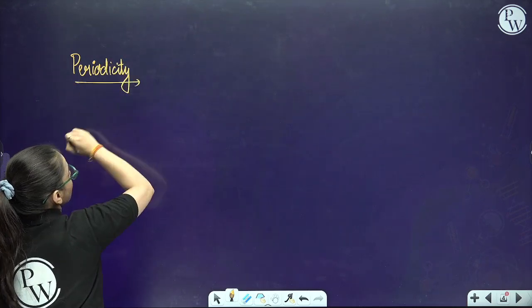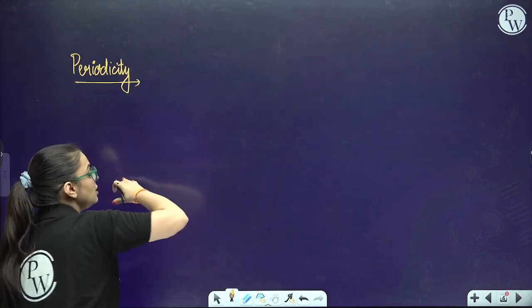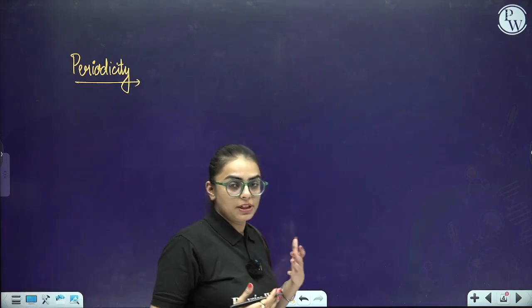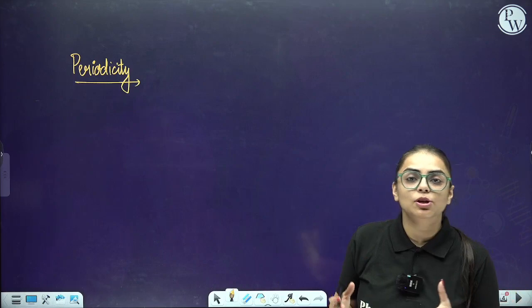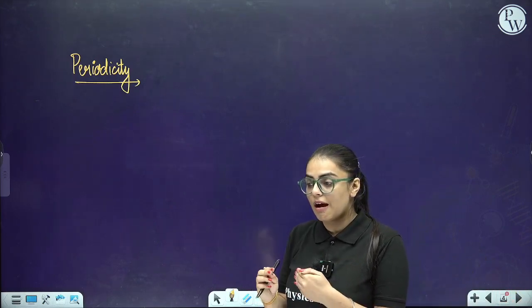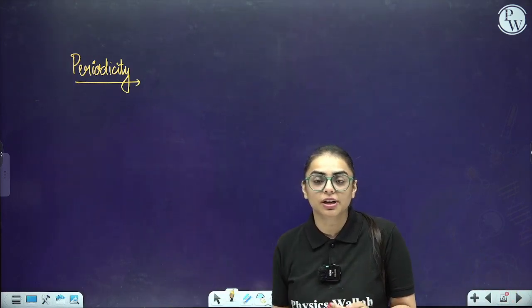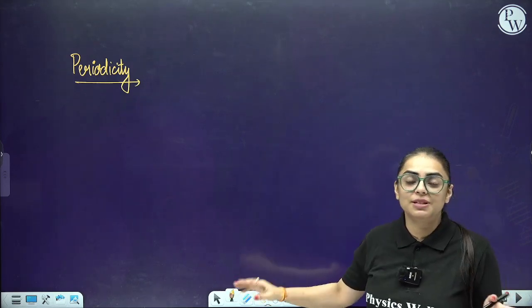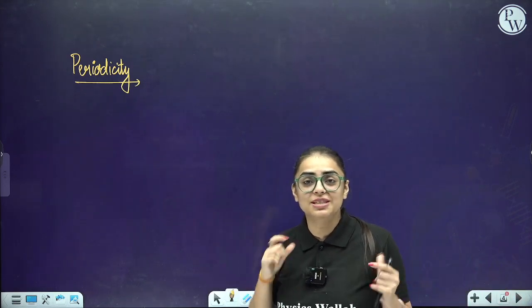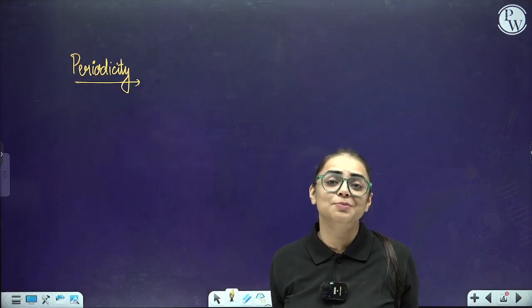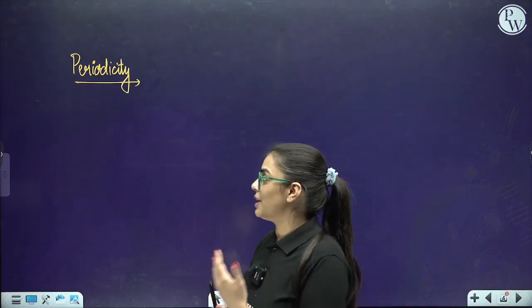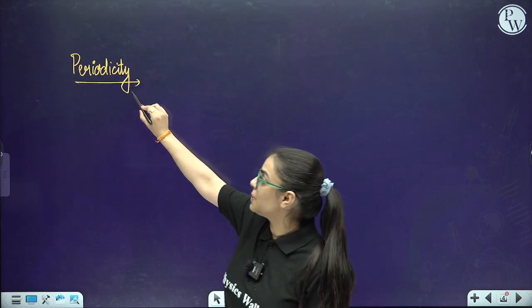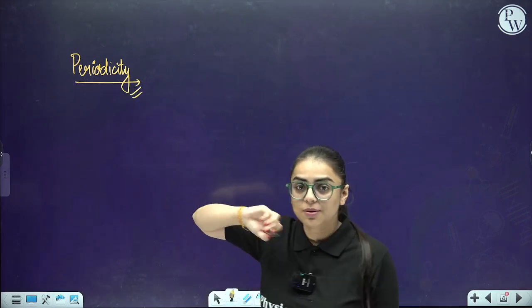What is periodicity? Periodicity is basically the repetition of properties, or I would say the physical and the chemical properties that you are going to see are going to repeat after a particular interval. Let us consider a group. In a group, if I'm talking about the elements, they have the same periodicity. That means they have physical and chemical properties that are similar to each other. That is what is referred to as the term periodicity, the periodic properties.